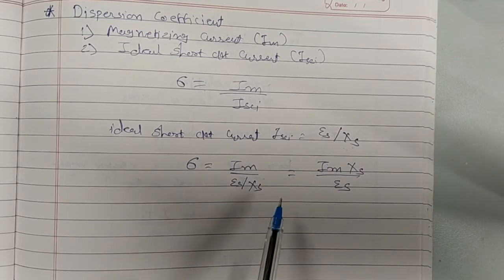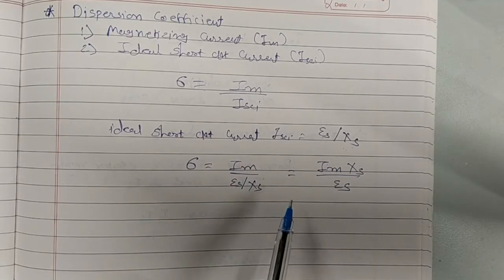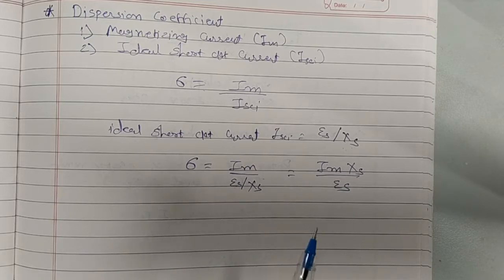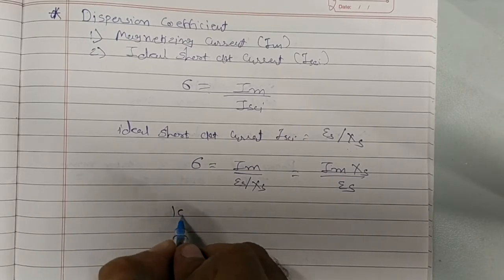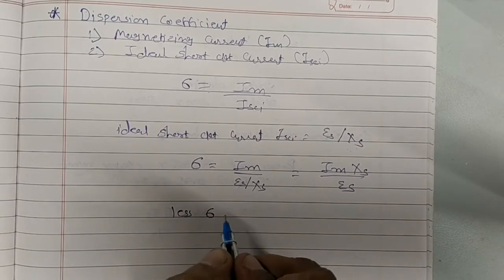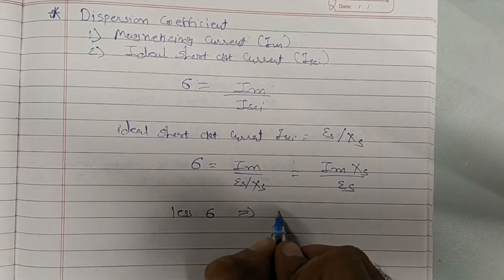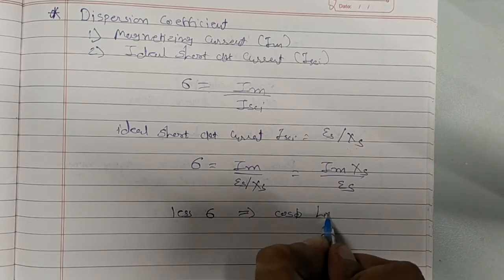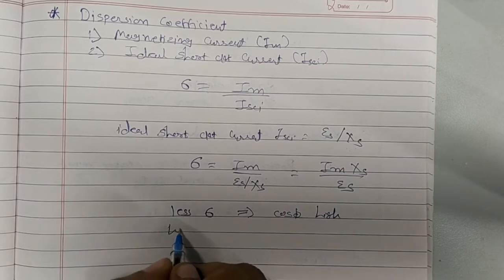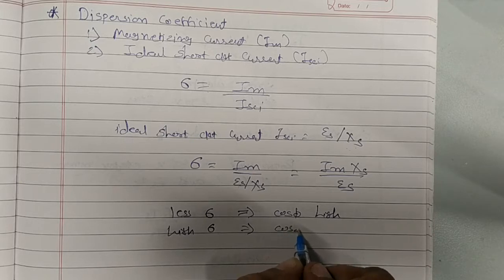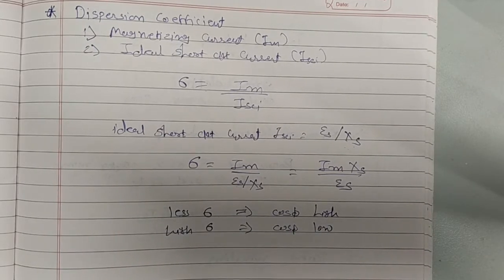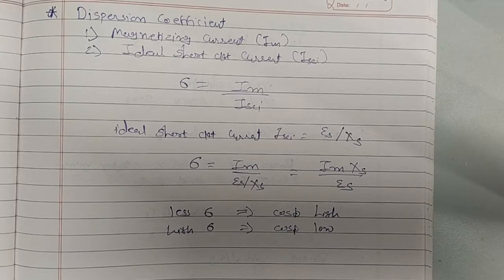Thus, a small value of dispersion coefficient means a good power factor, while a large value of dispersion coefficient means a poor value of the power factor. So we can say that they are inversely related. The less your dispersion coefficient, the higher cos phi; and a high value of dispersion coefficient indicates that cos phi is lower. So this is the relation.